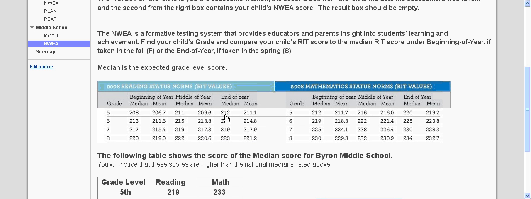So a 212 here in reading for 5th grade, a 216 for 6th grade, a 219 for 7th grade, and then we would look over here, a 222 for 8th grade. Again, that is reading, and then you'd make the same comparison here in math. Math is the same thing: 220 in 5th, 225 in 6th, 230 in 7th, and the median for 8th grade is a 232. Again, that being national, so in the nation.